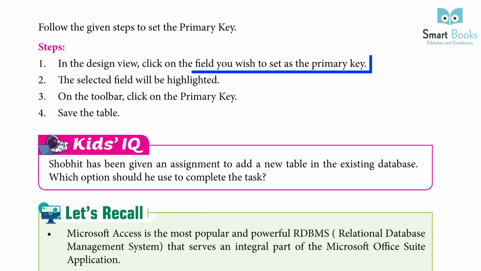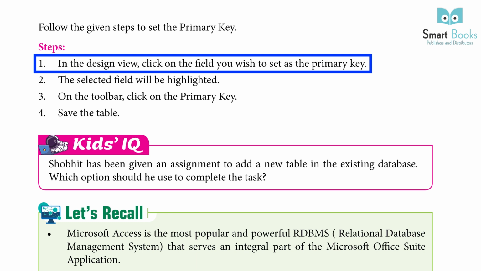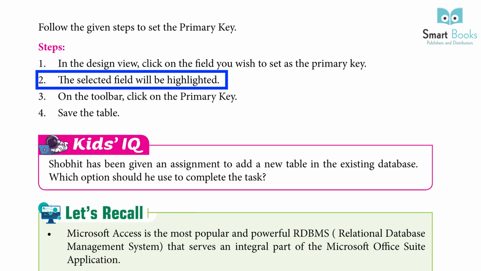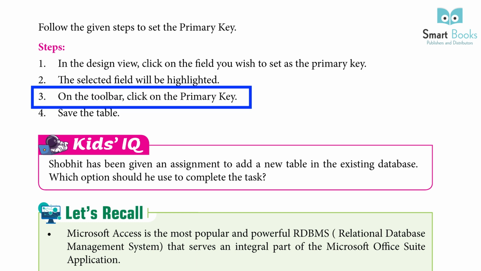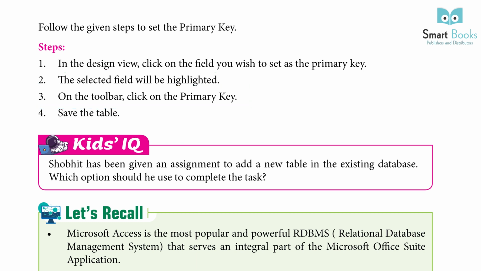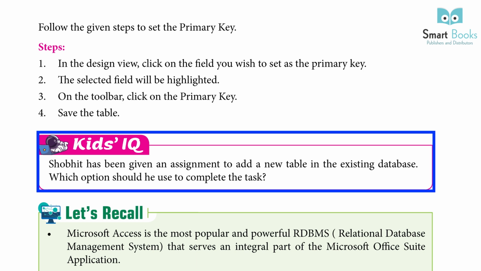Follow the given steps to set the primary key. Steps: 1. In the design view, click on the field you wish to set as the primary key. 2. The selected field will be highlighted. 3. On the toolbar, click on the primary key. 4. Save the table. Kids Cycle. Shobit has been given an assignment to add a new table in the existing database. Which option should he use to complete the task?